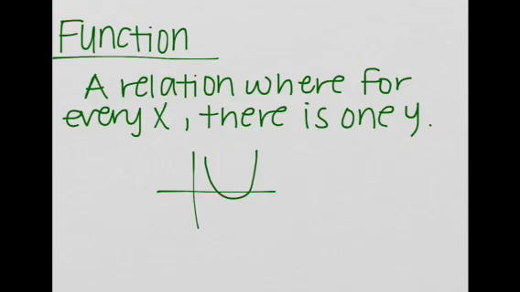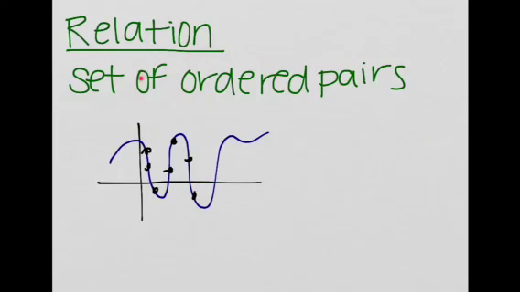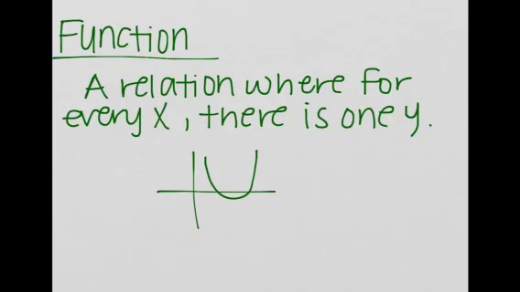Now a function is a type of relation, so it's still part of this relation category. It's a special type of relation where for every x there is one y. So for example, for this x, there's only one y. For this x, there's only one y. For this x, there is only one y somewhere up here if this kept continuing. Okay?